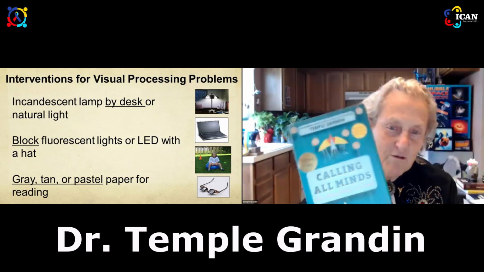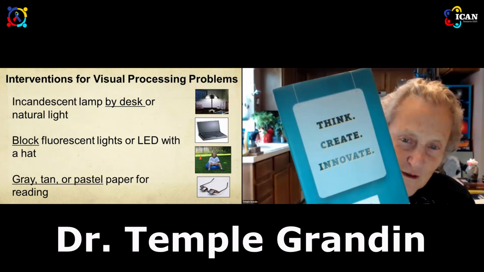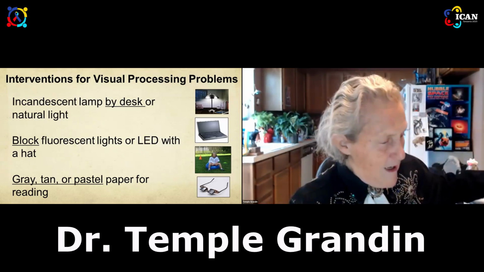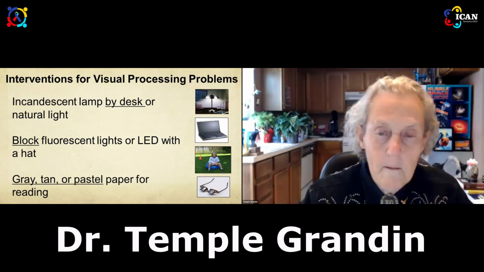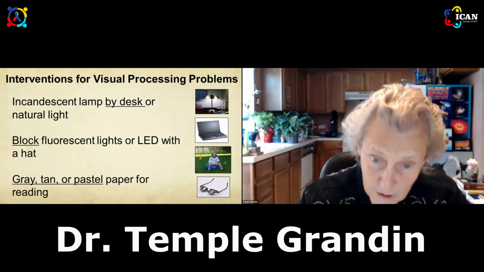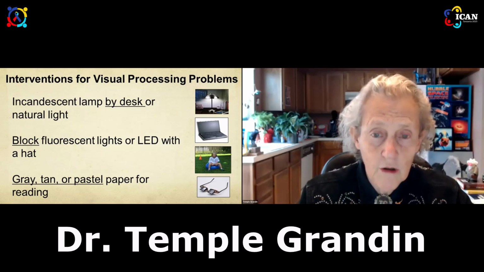Now, this is one of my children's project books, Calling All Minds. And look at how it gets some nice light blue there. Try printing the homework on that real pale, light colored paper. Try maybe pale green, pale tan, pale lavender, pale purple. I've seen this really work.